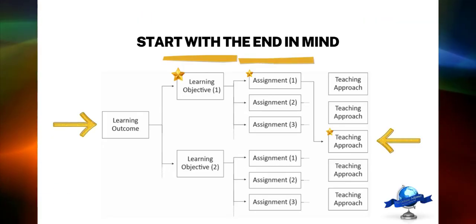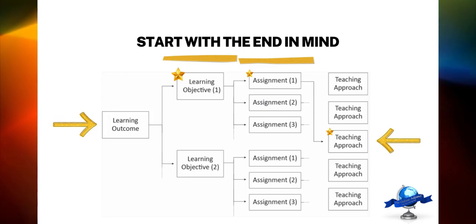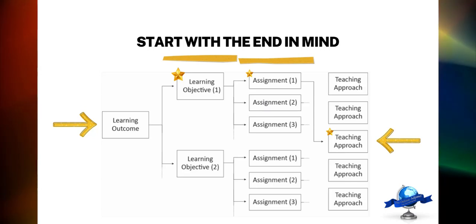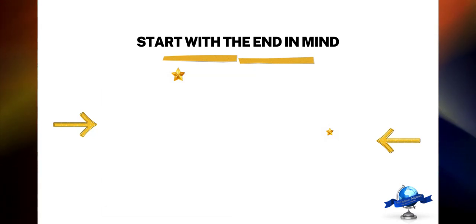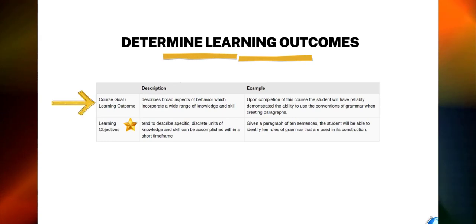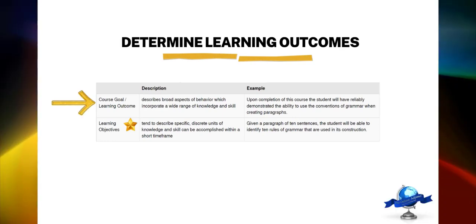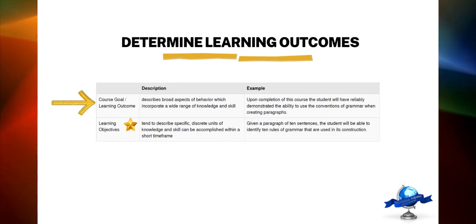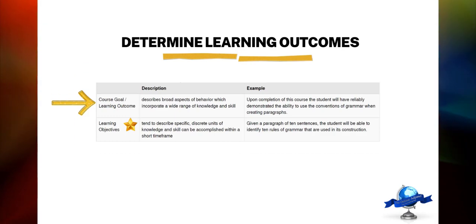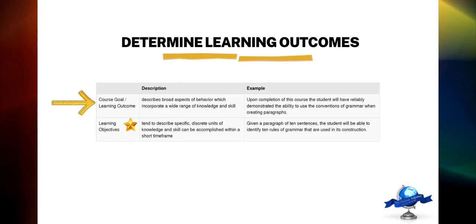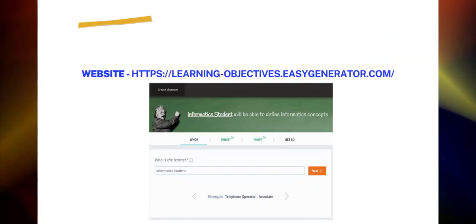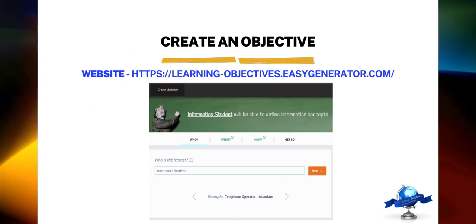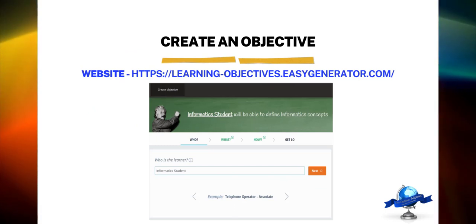Your learning outcomes, you start with your objective, your learning objective, you create an assignment for that, and then through there you have your learning approach. So think about determining your outcome. It's a behavior that you're trying to change, right? So you want to make sure that at the end of this course or this assignment or whatever, you've changed the behavior.